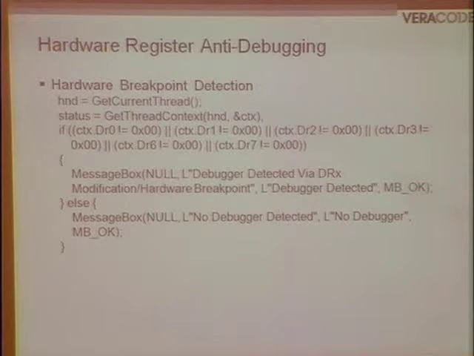Arguably this could be put under API anti-debugging, because we make a call to GetThreadContext and look at the results. We're not directly accessing the hardware per se. But if any of those DR values is non-zero, that means a hardware breakpoint has been set. It's a very straightforward check. If any of those aren't equal to 0, we know that a hardware breakpoint has been set.